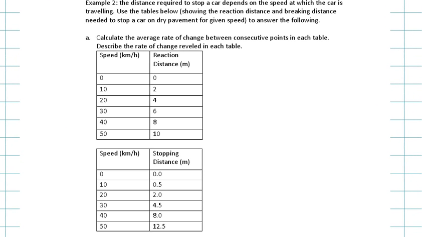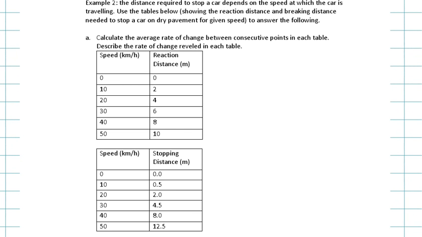The distance required to stop a car depends on the speed at which the car is traveling. Use the tables below showing the reaction distance and braking distance needed to stop a car on dry pavement for a given speed to answer the following. Calculate the average rate of change between consecutive points in each table. Describe the rate of change revealed in each table.